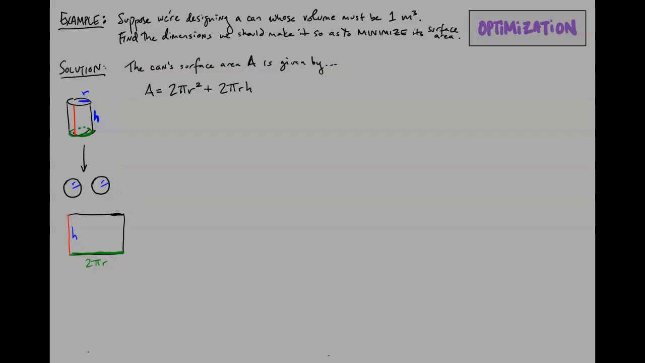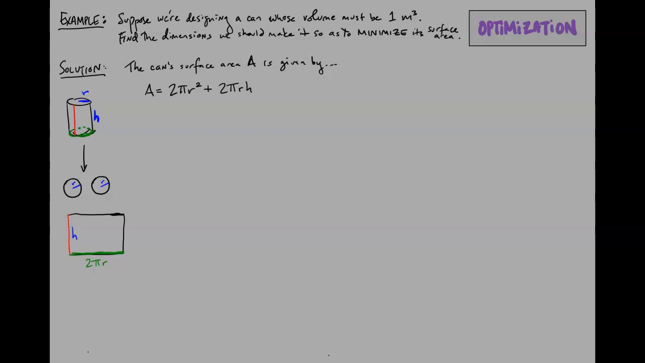And now you might be excited and say, great, I've got an expression for the surface area. I know how to minimize this sucker. We just need to take its derivative and set it equal to 0. But there's a problem. This is a function of 2 variables, r and h, and you are learning single variable calculus. Uh-oh, are we stuck? No, we're not.